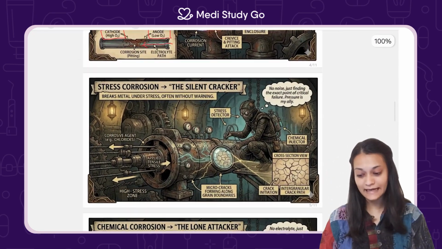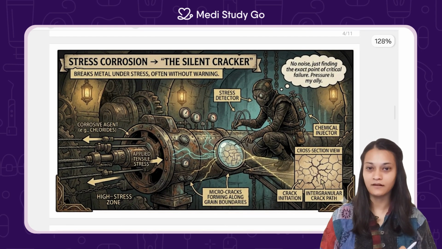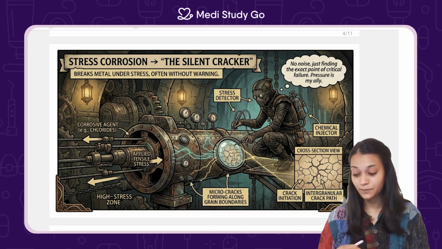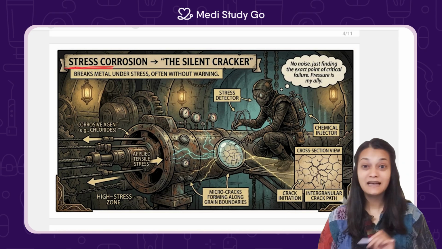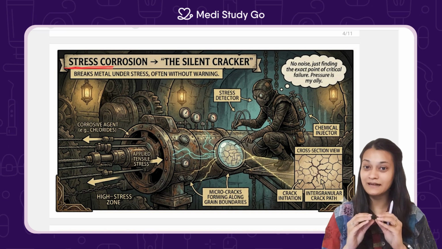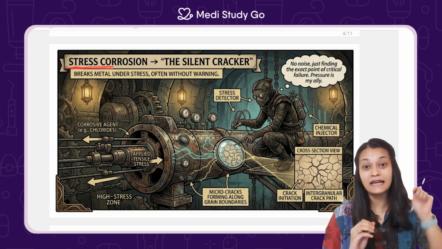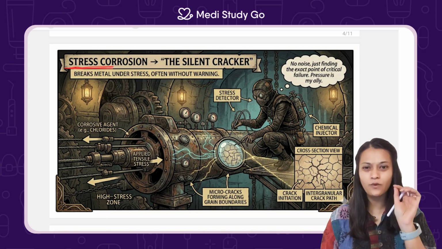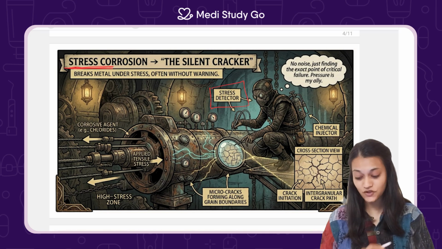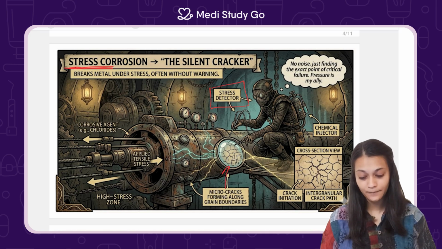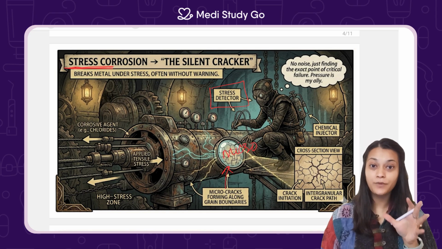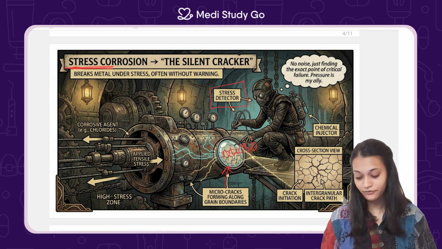Then talking about the second person, who is the silent cracker. What is he going to do? He's going to look for the problem. And the problem here is nothing but stress. If there is stress generated at one point, that is the point that he will impact upon. He is exactly going to find that point that has the stress and start impacting it, which will lead to microcracks. And these microcracks will eventually propagate and lead to corroding of the metal.